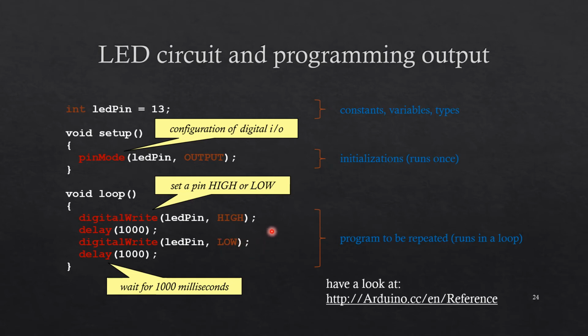So this part means that I want to turn the LED on, and this part means that I want to turn the LED off. And here we have a delay which will make the program wait for 1,000 milliseconds before it goes right back up and does the next line of instructions. And of course, you can take a look at the references on the Arduino website.